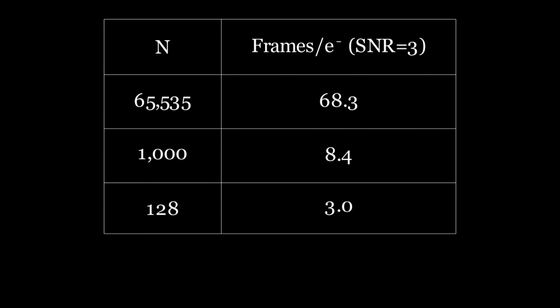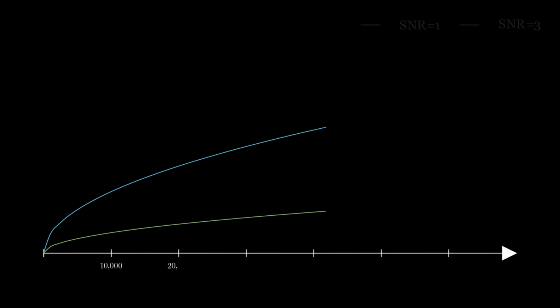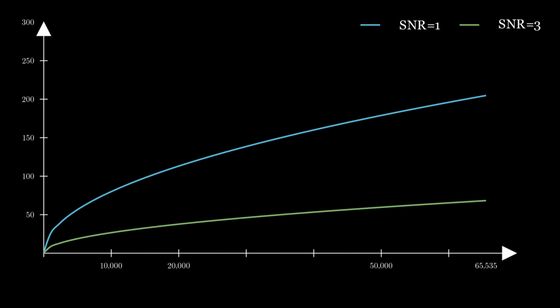And this is showing some various stack sizes, less than 65,000 subframes, and how many frames per electron detected you would need, depending on those stack sizes, again with a read noise of 1.25 electrons. And now here's just graphically, SNR of 1, that's the signal exactly matches the read noise, and then SNR of 3, again, is actually what we need to utilize.